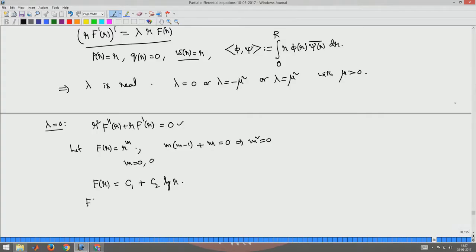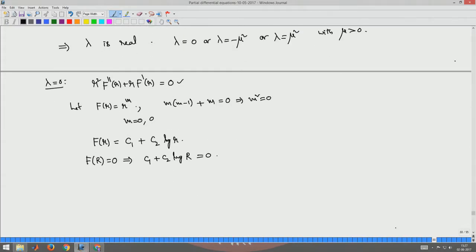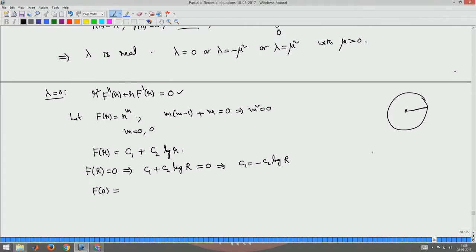If you apply the boundary condition, that is f at capital R equal to 0, it will give me c1 plus c2 log R equal to 0. So, this will give me c1 equal to minus c2 log R. Also, what happens at r equal to 0? Though it is a point of the drum, it is not in the domain of your differential equation. So, as r goes to 0, f of 0 has to be, since u of r, t, that is the displacement of this thing, you look for f of r into g of t.